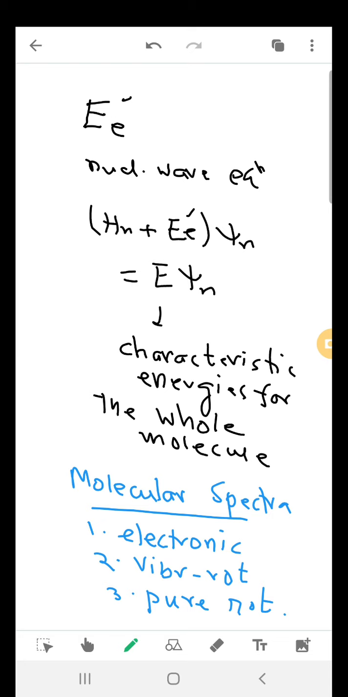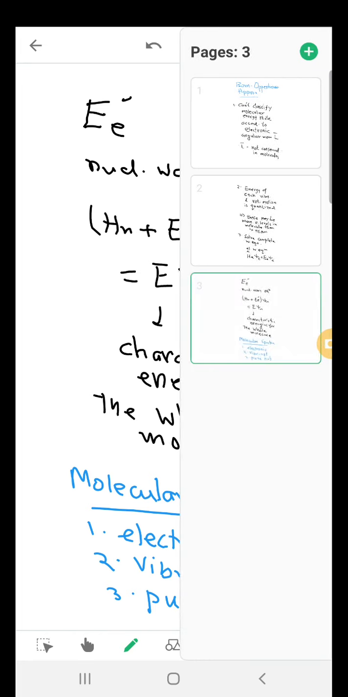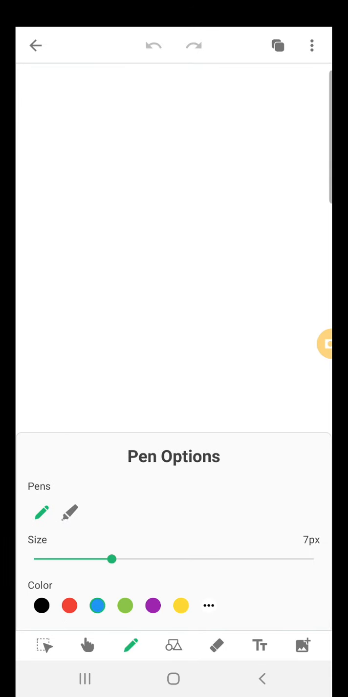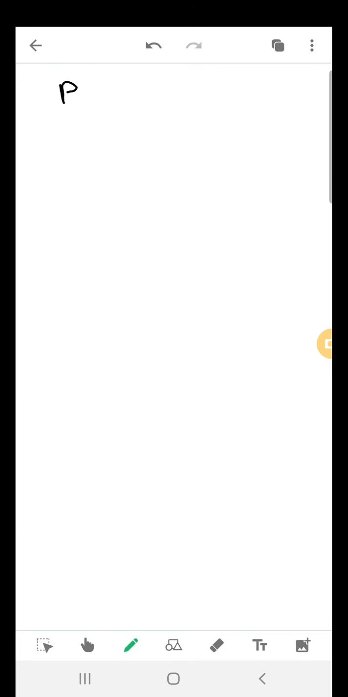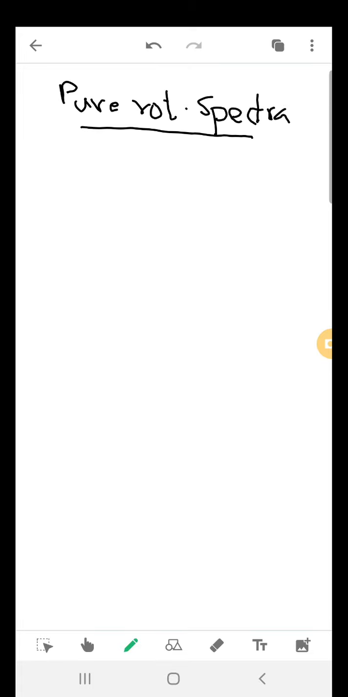Now, coming to the pure rotational spectra, they are observed in absorption in the far infrared region, that is 10 to the power 2 to 10 to the power 3 micrometers.